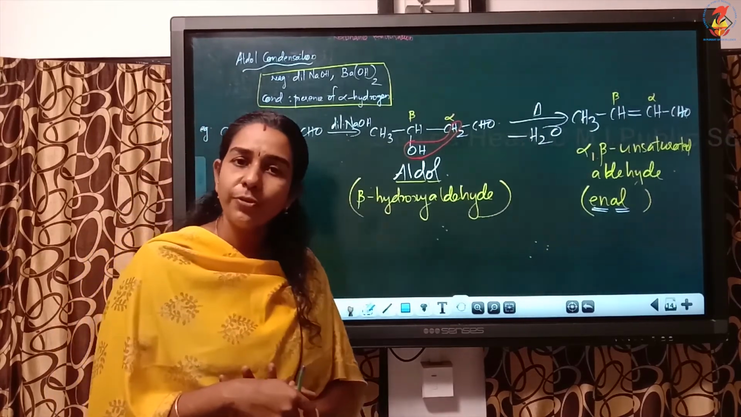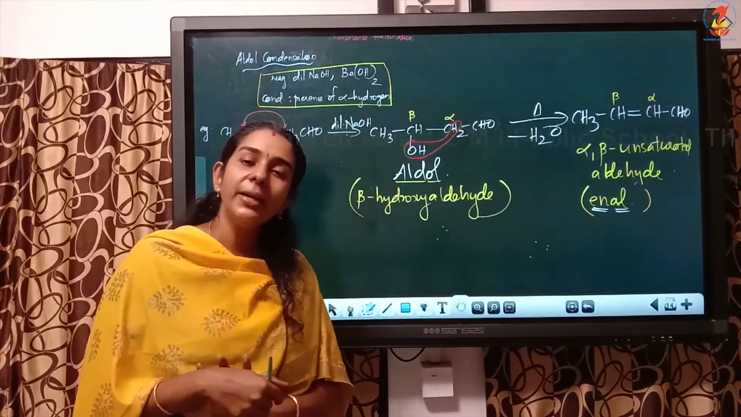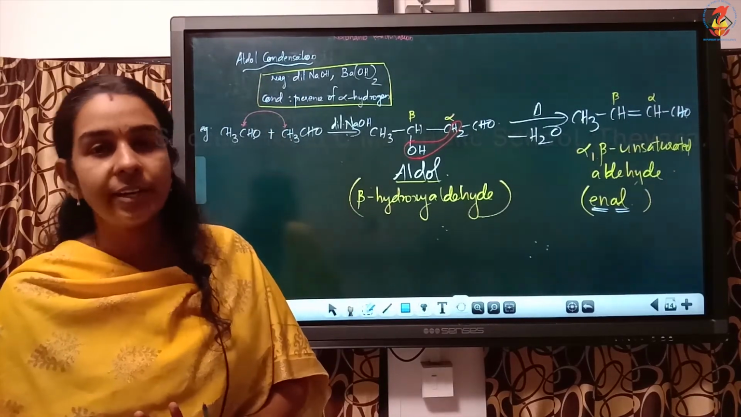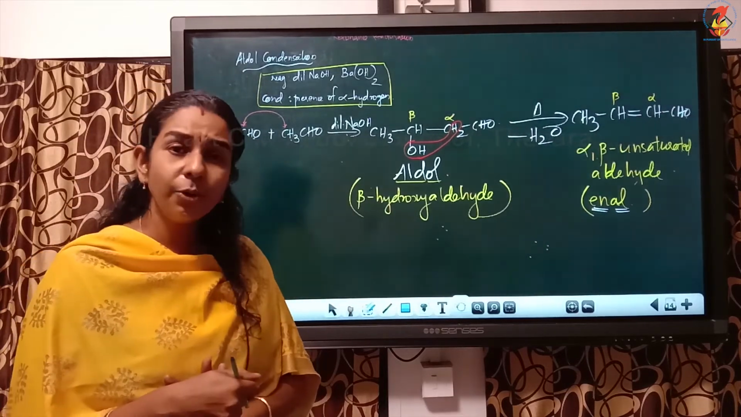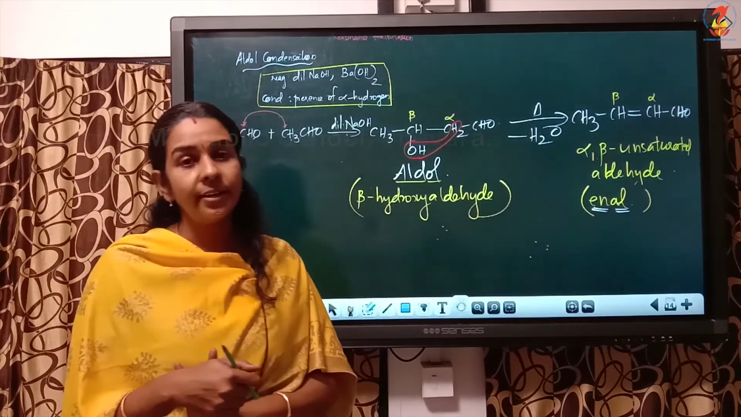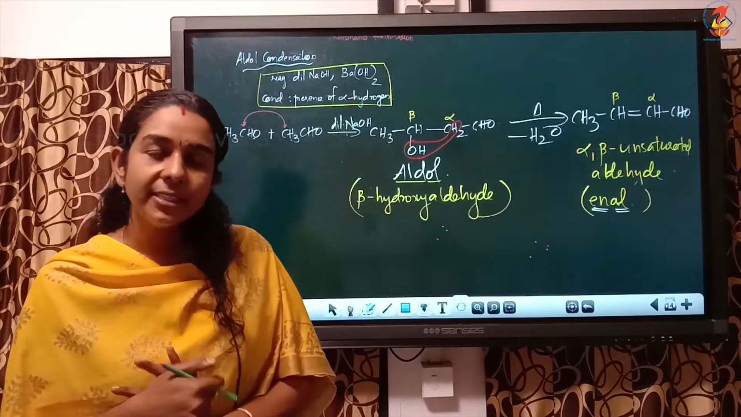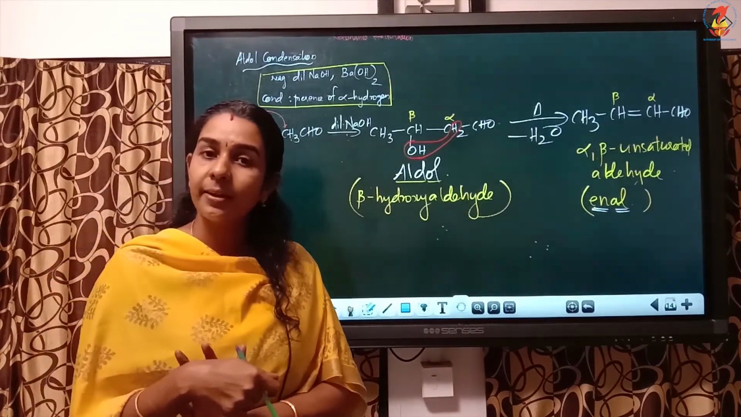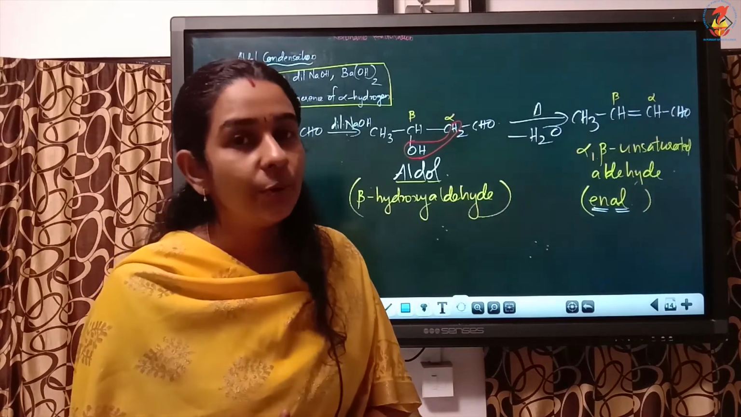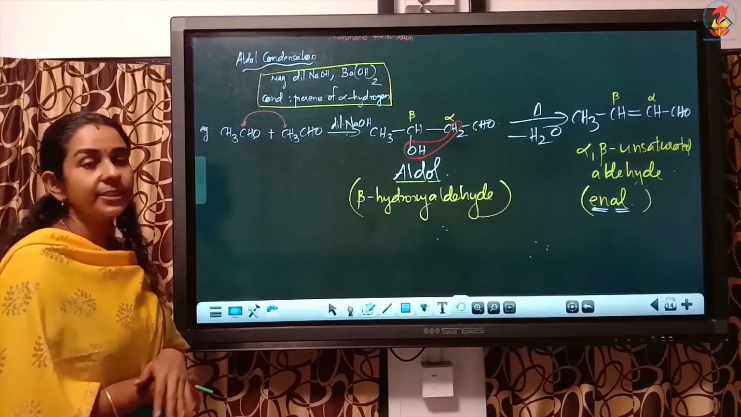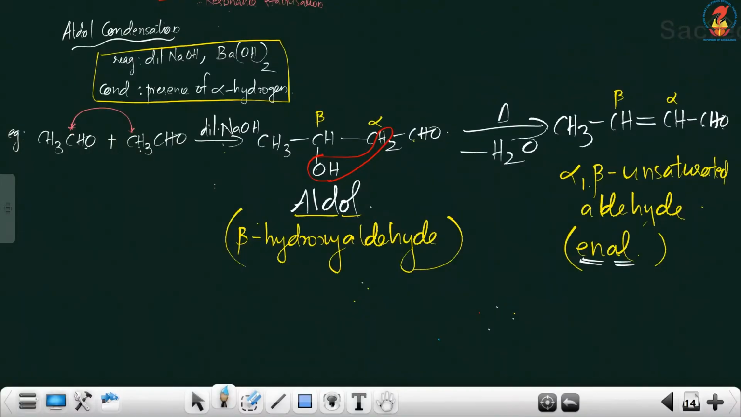Now there are two types of aldol condensation reactions: simple aldol condensation and crossed aldol condensation. Simple aldol means two similar molecules are undergoing aldol condensation. If two different aldehydes are undergoing reaction, it will be known as crossed aldol condensation. So in the first example we have already seen, this is simple aldol condensation.